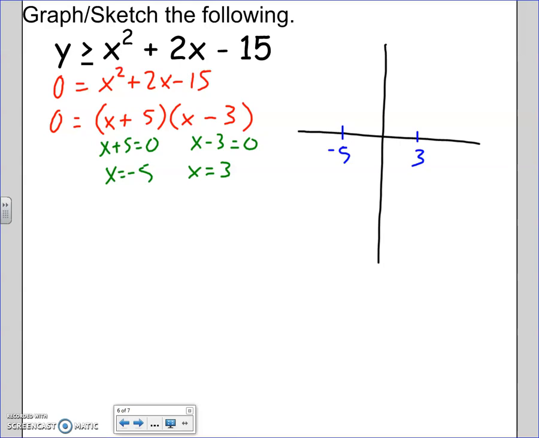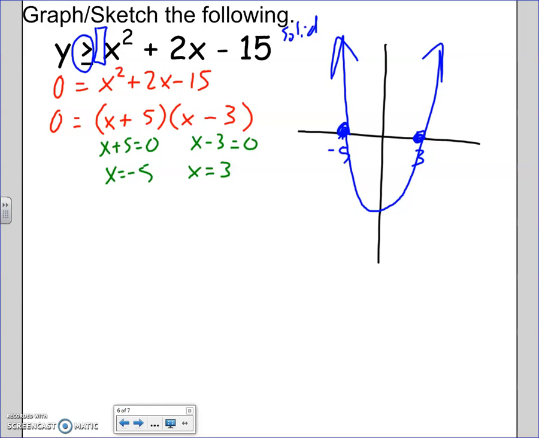All right, now I care about the sign. This sign says solid. So it's a filled in circle. I look at my A value. My A is positive 1. So the U is going up. Again, I could find the vertex by doing the axis of symmetry and plugging that in, but I don't need it. I'm going to do a test point.